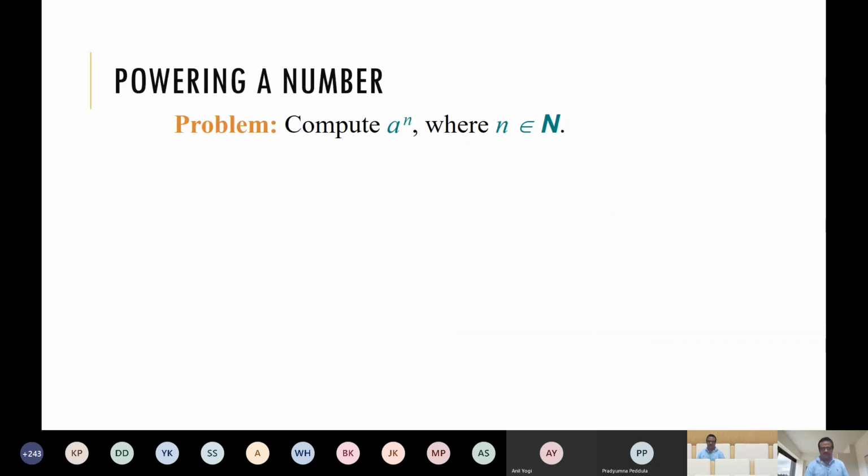How much time do we have? Yeah, I think time is up for today. So we'll continue from here in the next class, and we'll see some other problems.